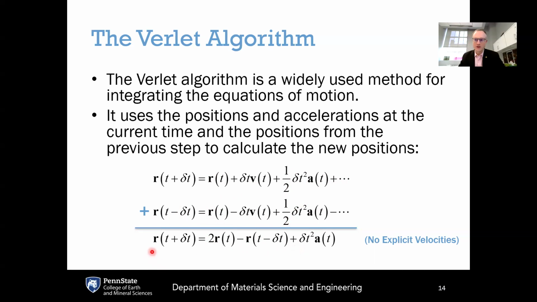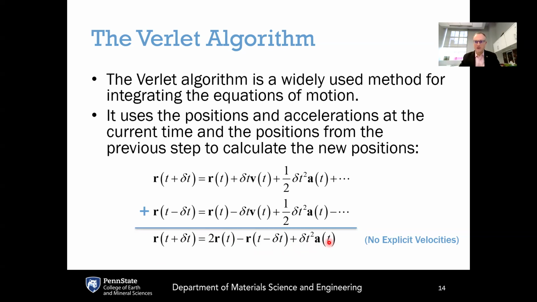So with the Verlet algorithm, the position at the new time, R of t plus delta t, is equal to twice the current position minus the previous position plus the time step squared times the acceleration. And that is like the most straightforward way to update the positions in MD.